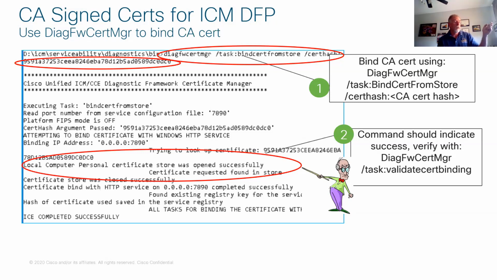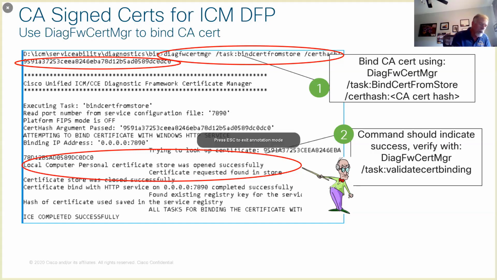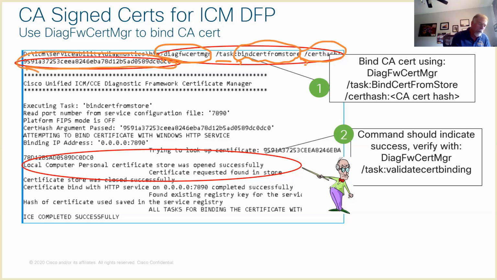Okay. We've got that thing copied into the personal key store on the ICM servers, or imported as a PFX file. And what we're going to do now is run this DiagFwCertMgr tool. Another task we're going to execute here is bind the cert from store. And notice we got a /certhash right next to it. And then what we're doing is we're pasting in the contents of that thumbprint that we got from the certificate itself.